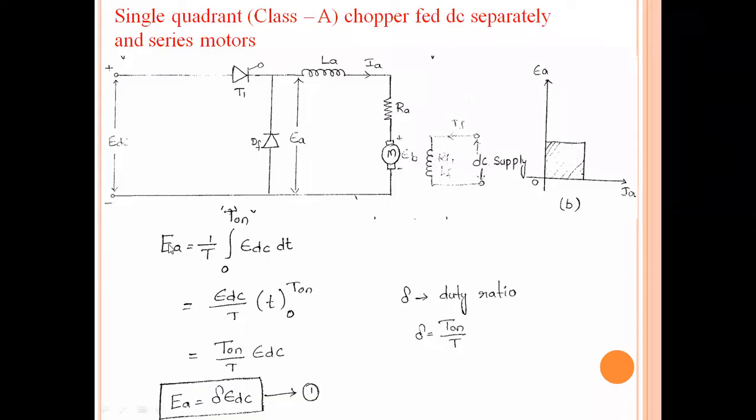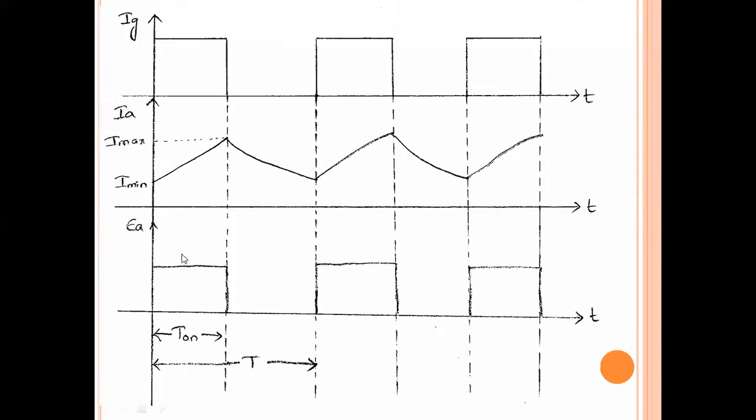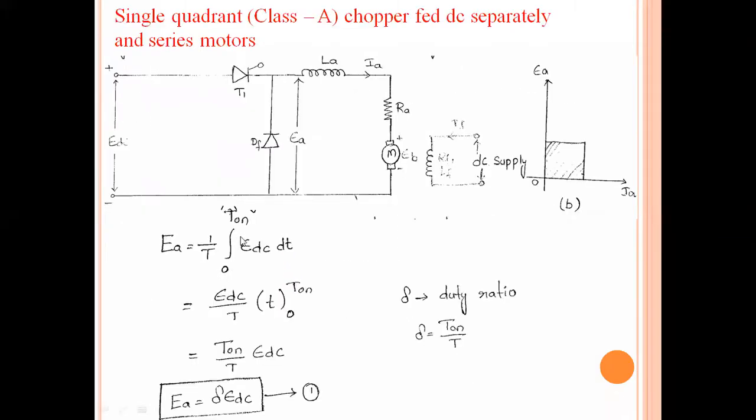Let's see. To calculate the average voltage EA, we know the formula: 1 by T integral 0 to T of f(t) dt. From electrical circuits, we know the average equation. The same here, the total time period is T, and 0 to t on is the on time period. So during this on time period only we have achieved the output voltage. In the t off duration, the output is 0. That is the reason why here I have chosen the limit from 0 to t on.